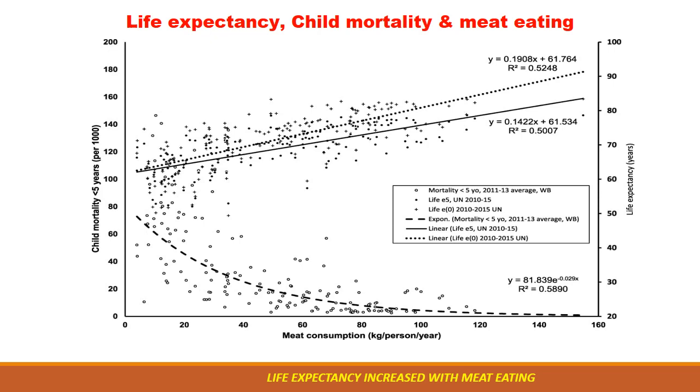Here we can see the correlation between life expectancy and meat eating, or child mortality and meat eating. In the top two lines, you can see that life expectancy has continuously increased as meat consumption, in kg per person per year, has increased, starting from zero and going up to 140 to 160 kg per year. So we can see that life expectancy at birth has increased. Similarly, the bottom curve is going downwards. Here it is showing the relation with child mortality. As meat consumption has increased, child mortality has decreased to a very low level. So that's how the importance of meat eating in human health is depicted here.